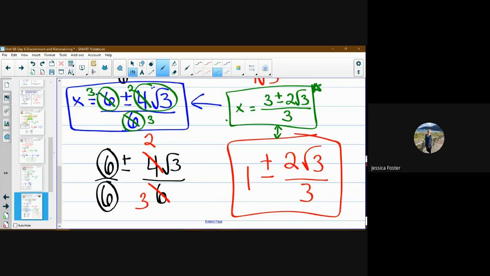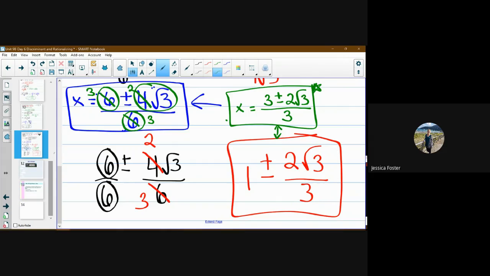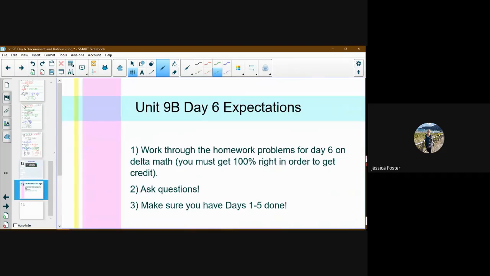Okay, that's what you guys have. That is Unit 9B, Day 6 notes. We talked about using the discriminant to identify how many solutions a quadratic function is going to have. And then we looked at a couple examples of quadratic functions when you do not have a nice perfect square as your discriminant.